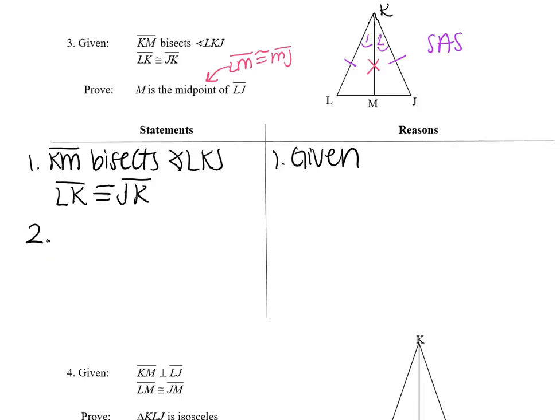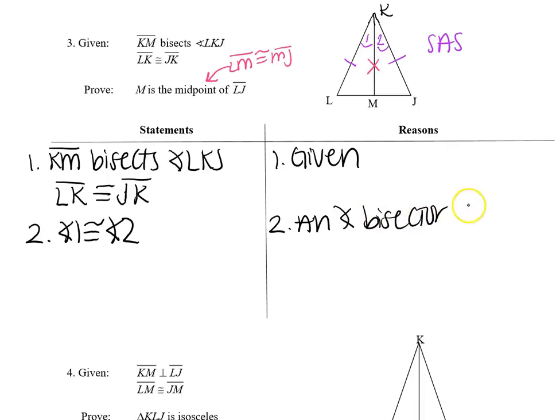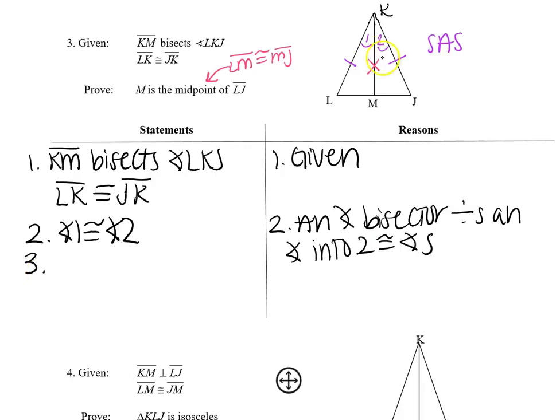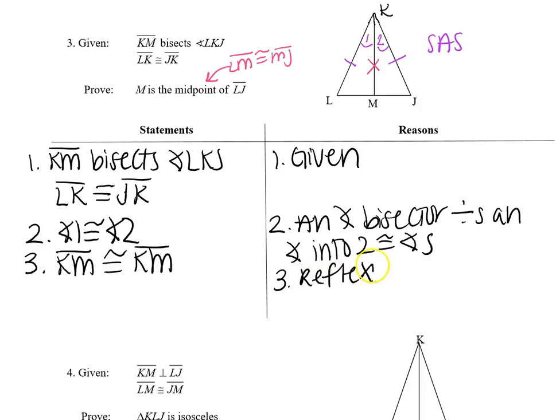Okay, so let's talk first about angle 1 and angle 2, right? Make sure you don't forget to talk about that. And we know that's true because an angle bisector divides an angle into two congruent angles. Next, remember we gotta talk about this reflexive. KM is congruent to KM. Reflexive property.